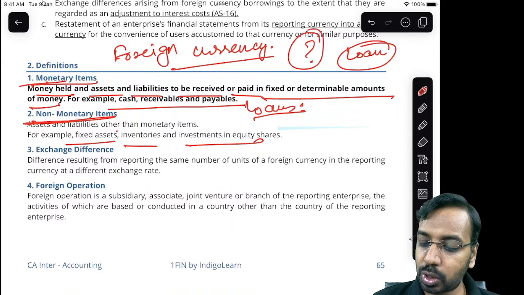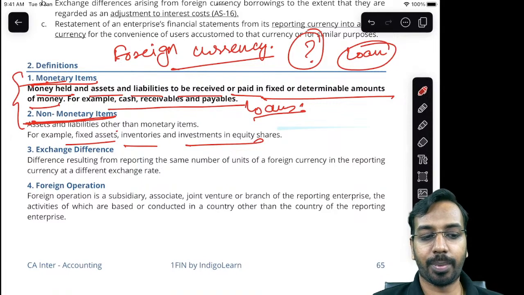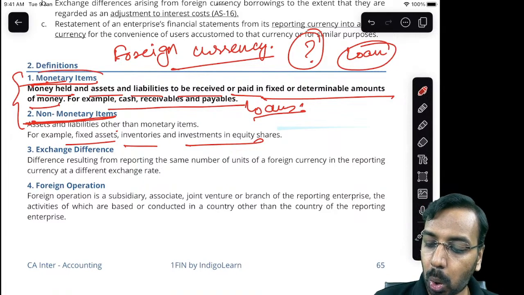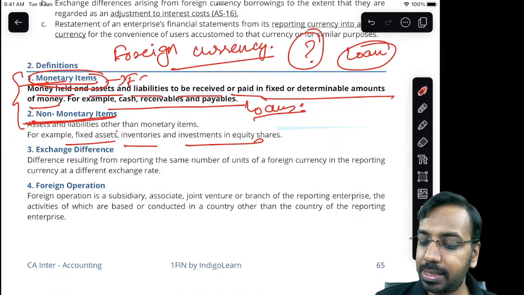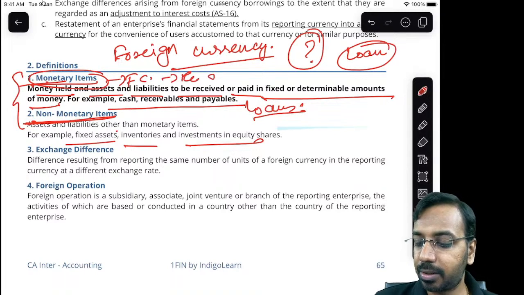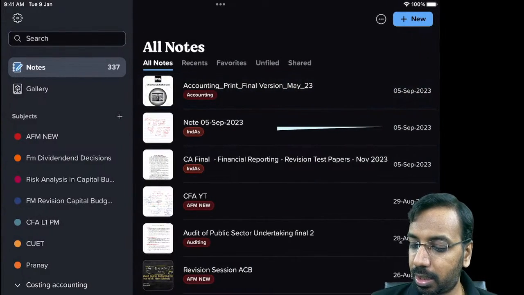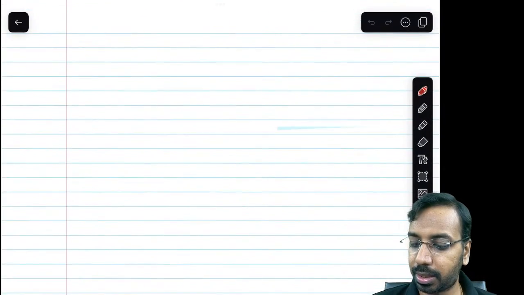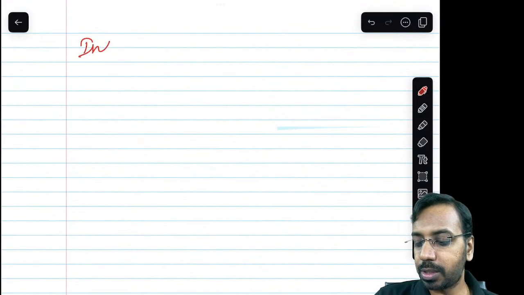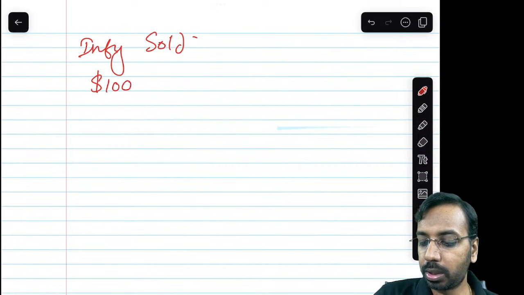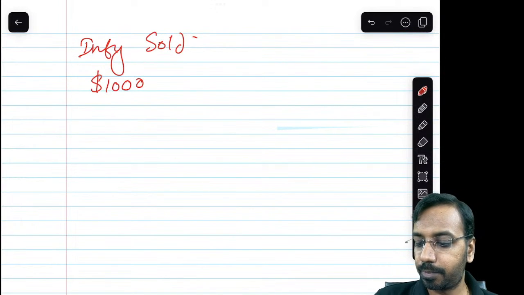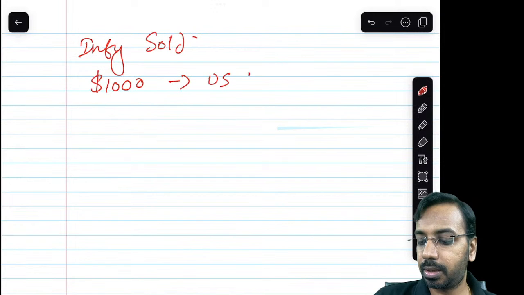So you have monetary items, non-monetary items. This distinction is important because subsequently we'll realize that all monetary items in foreign currency have to be restated. So this also we will understand. Okay. Now, basics I'll tell you how do we handle this thing. If for example Infosys sold $1,000 worth of goods to a US based customer.